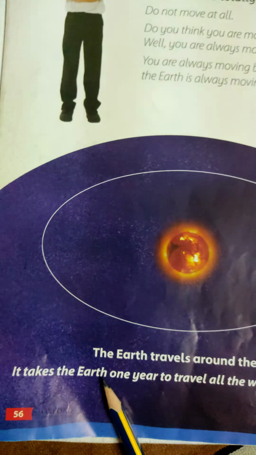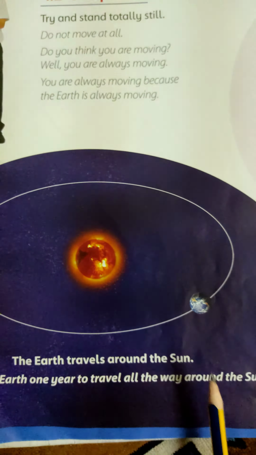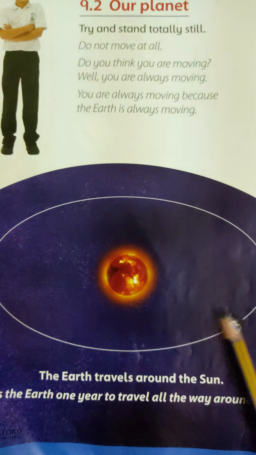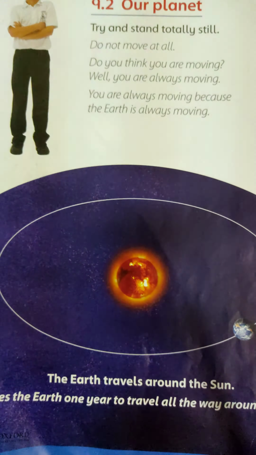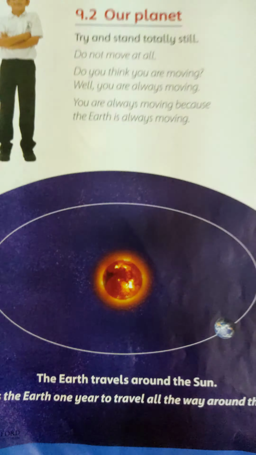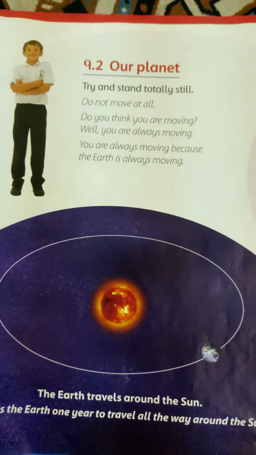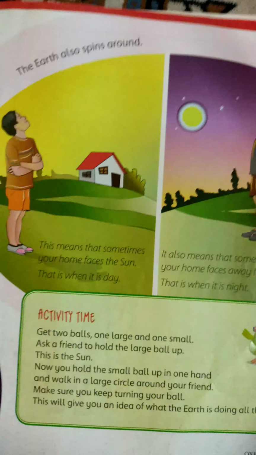It takes the Earth 1 year to travel all the way around the sun, and it completes its orbit around the sun in 1 year. Okay. Now look at your page number 57.